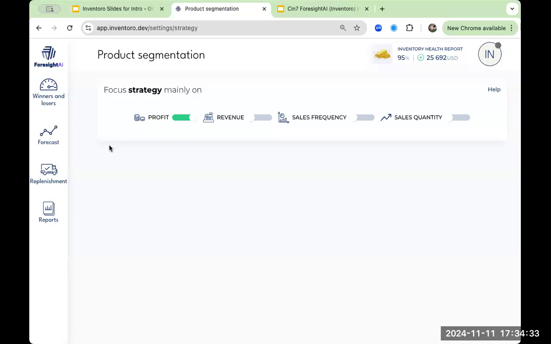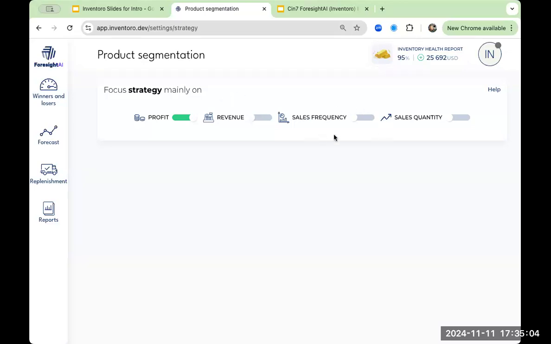And essentially, this was what do I want my winners and losers to be graded on, for lack of a better word? Do I want my winners to be focused on high profit, high revenue? So profit being profit and revenue being revenue, sales frequency, how fast they're moving, and then sales quantity, just number of sales total. And so this can change depending on your business. And really this is something that you're empowered to do, you know your business best.